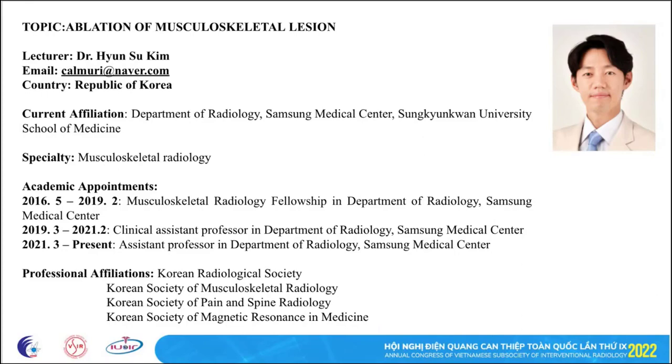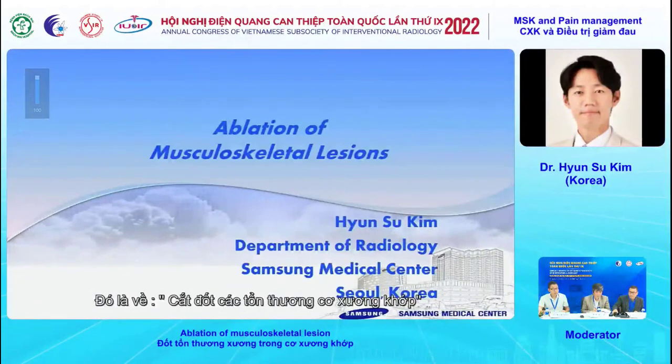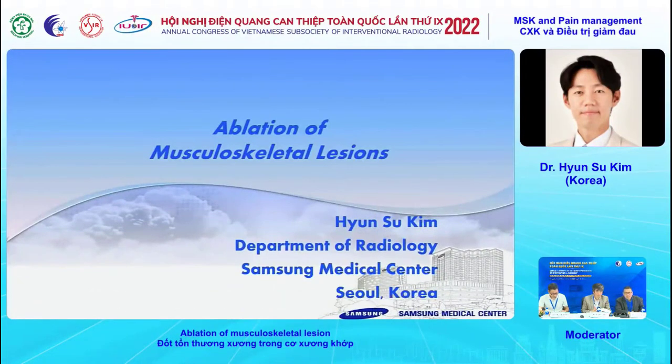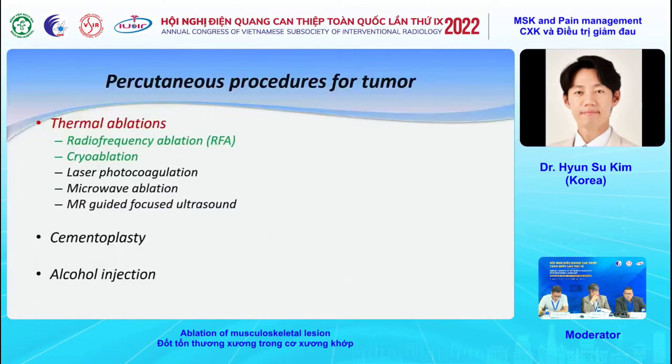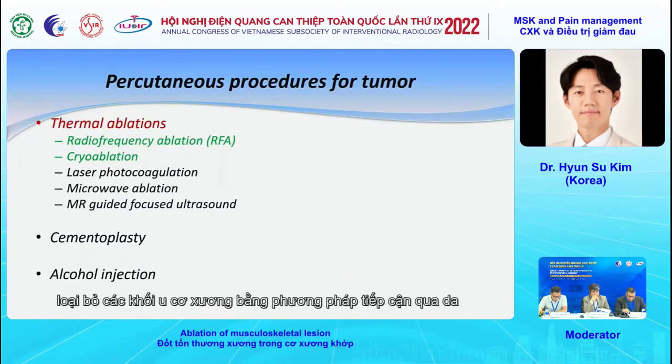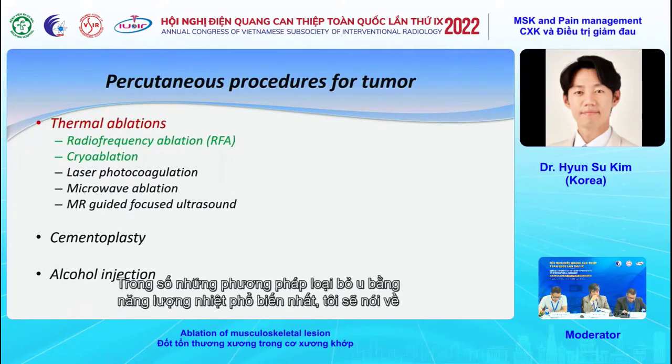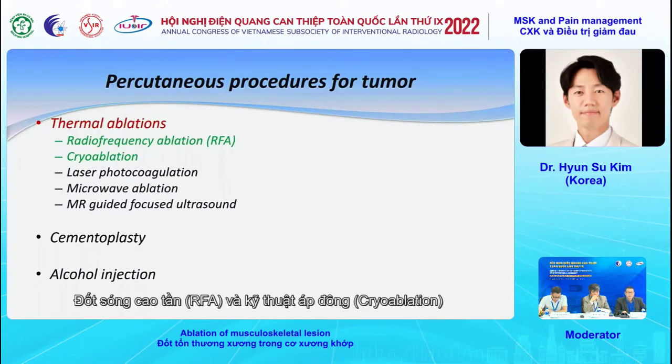My second lecture is about ablation of musculoskeletal lesions. There are several methods for managing musculoskeletal tumors using percutaneous approach. Among those, thermal ablations are most commonly used, and I'm going to talk about radiofrequency ablation and cryoablation.